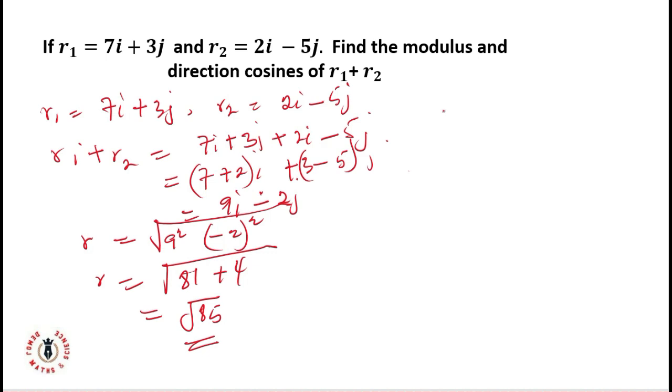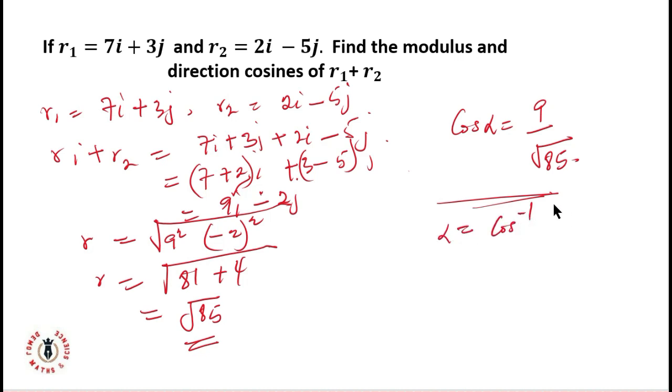Now to find the direction cosine, it will come from cos alpha, which is equal to 9, that's the x component, over r. That's equal to 9 over the square root of 85. Now from here, I can deduce what alpha will be, which will be equal to the cos inverse of 9 over the square root of 85.